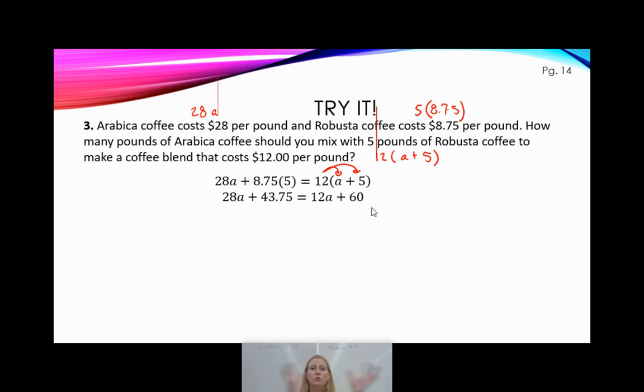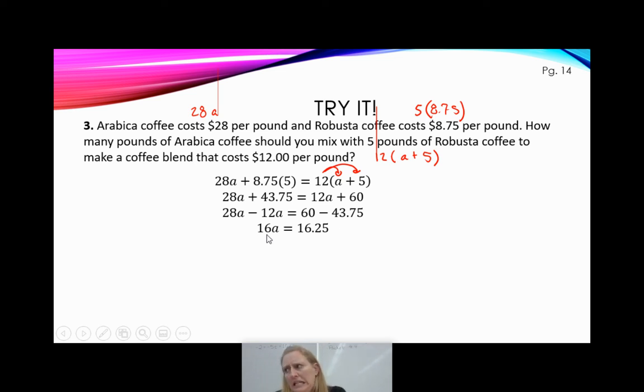Ooh, we need to gather our like terms on the same side, right? So let's subtract 12A to move it over. Let's subtract the 43.75 to move it over. Use my calculator. 28A minus 12A is 16A. 60 minus 43.75 is 16.25.